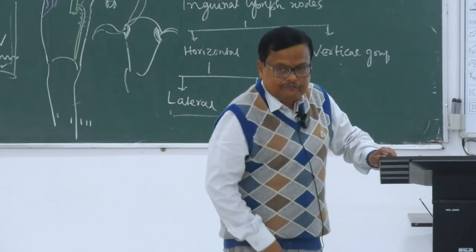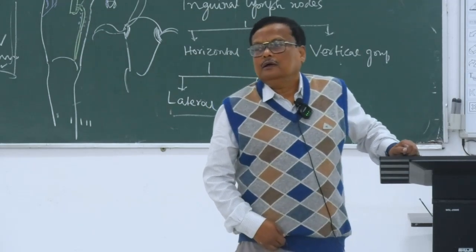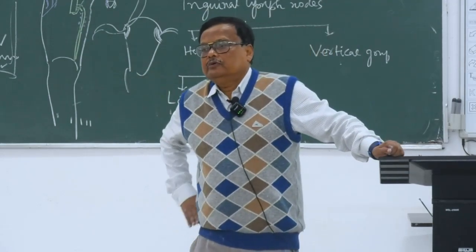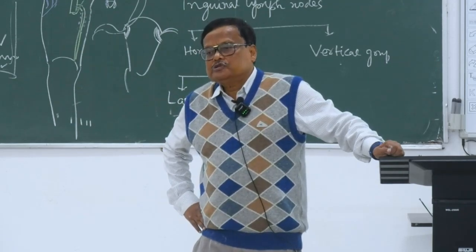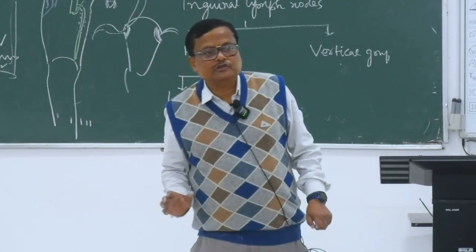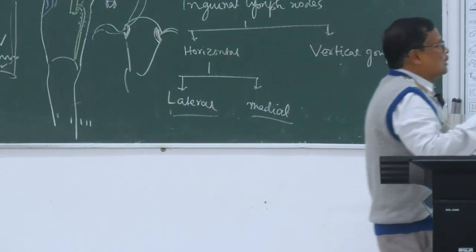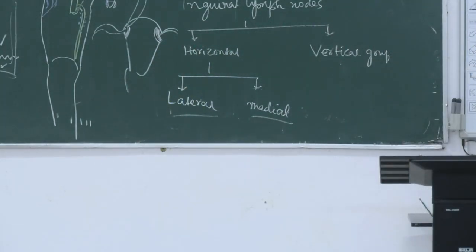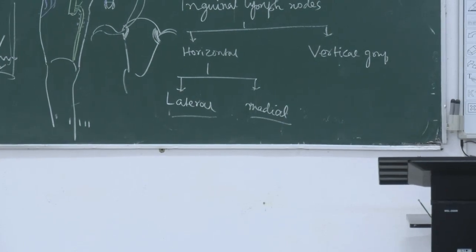All superficial lymphatics drain into the vertical group of superficial inguinal lymph nodes. So what is the superficial drainage of the inferior extremity? Mainly it drains all the area drained by the vertical group of lymph nodes except the area drained by the small saphenous territory.